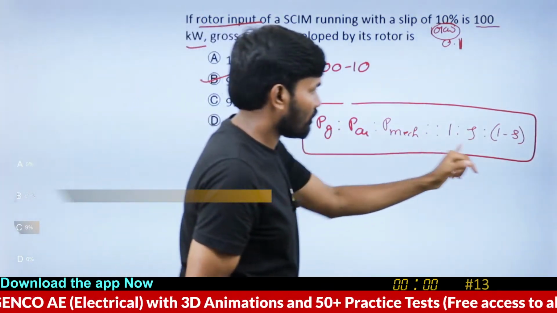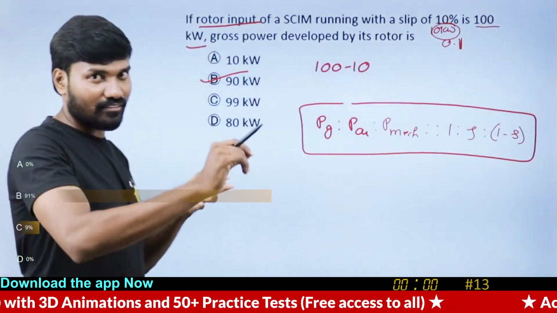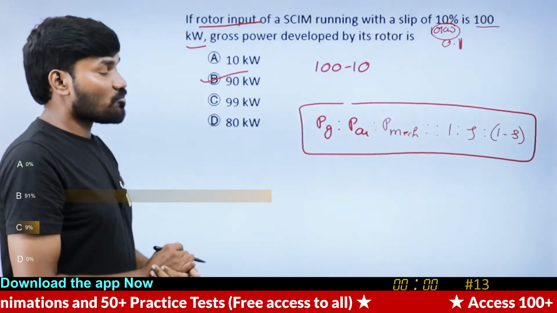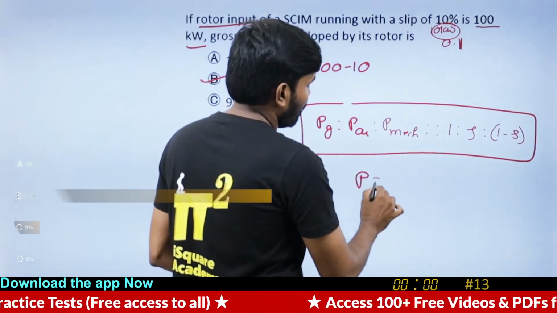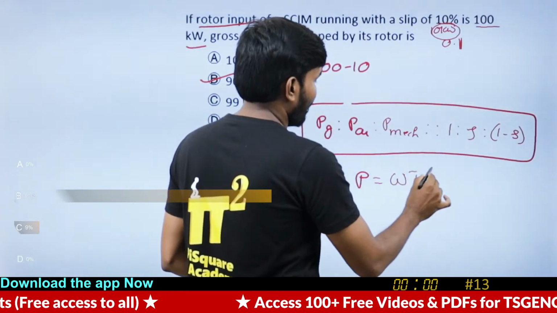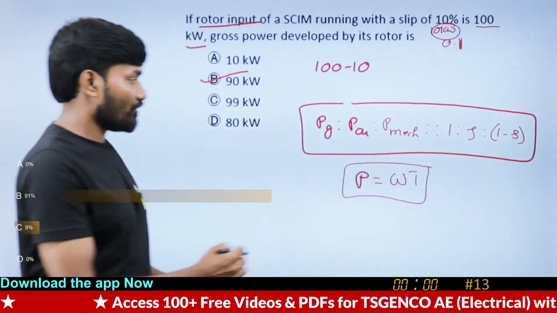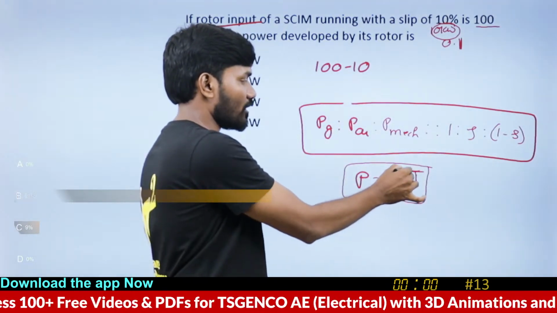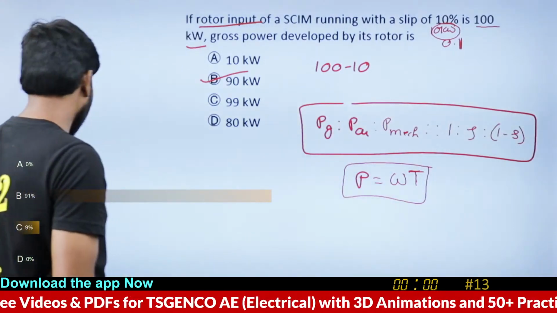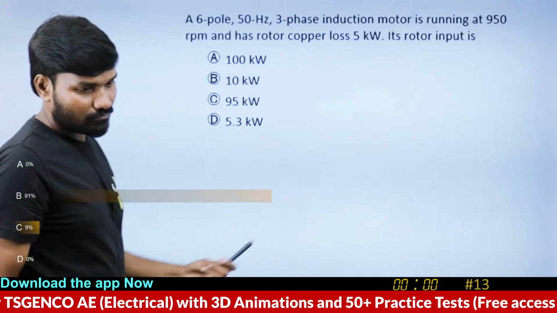So note this, that torque equation and this power equation, write it. And there is one more equation between power and torque. P is equal to omega T. Remember this also, a powerful equation. Power is equal to omega, which is the angular speed, into torque. Okay. Next one, I think we shall go.